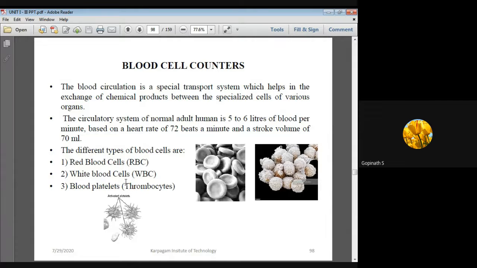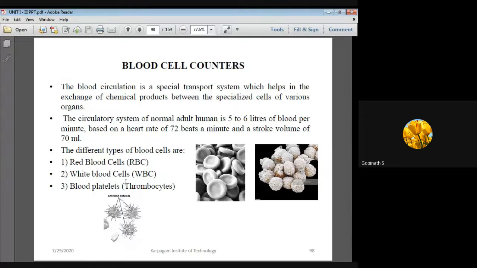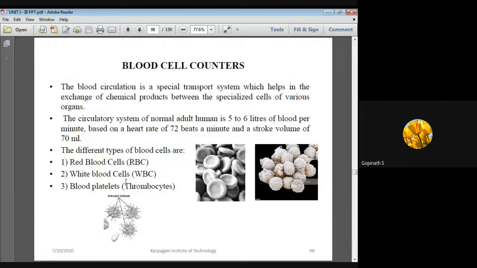Okay, so in this case we need to know about the blood cell counters. If you take the blood, the plasma and blood substances will be around 55 percent, and the remaining 45 percent will be the blood cells. The blood cells are red blood cells, white blood cells, and lastly the platelets.